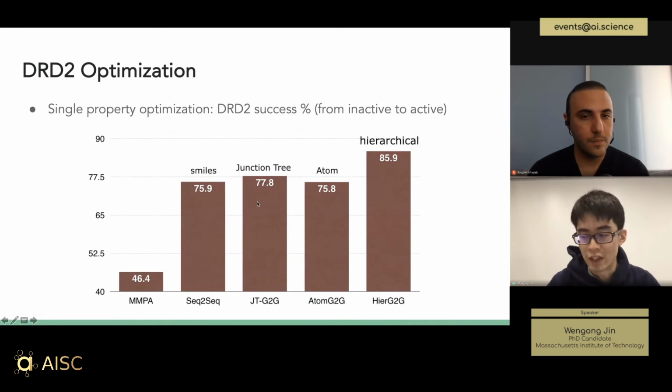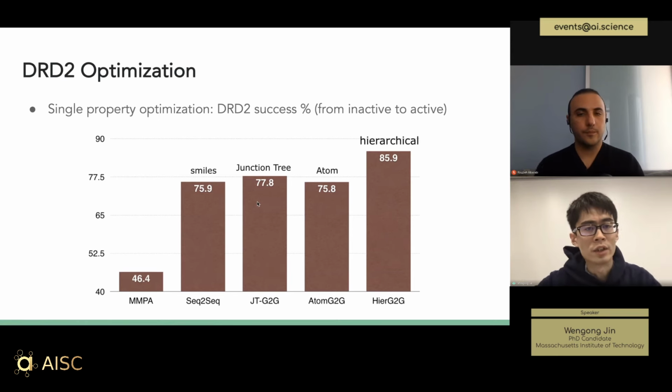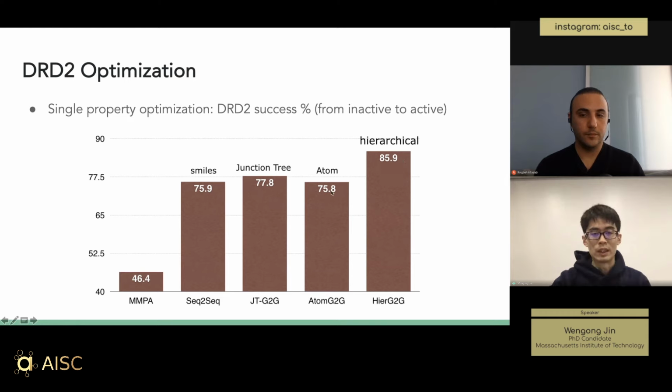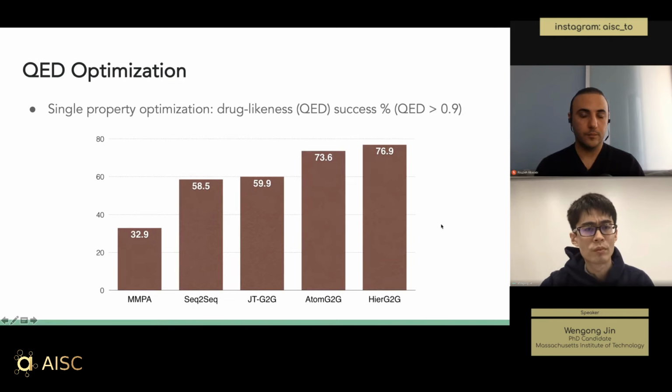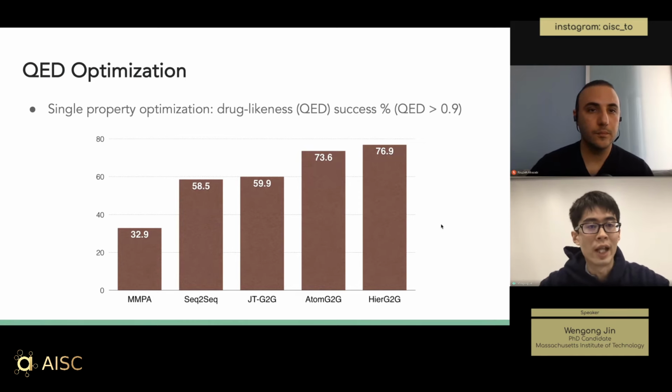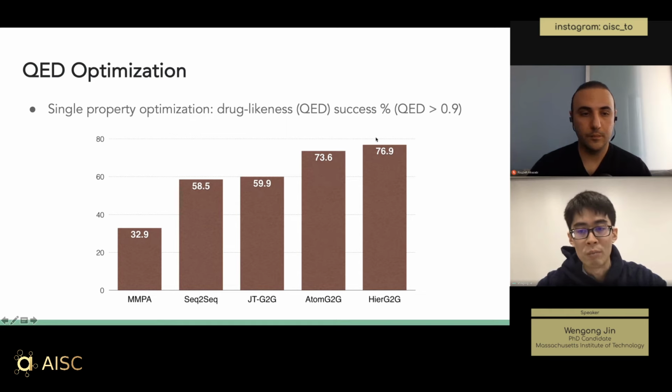So here are some of the results. As you can see on the slide, on this DRD2 optimization task, our model tends to have a much higher success rate compared to the previous methods based on SMILES, junction tree, and also these atom-by-atom based methods. We also observe similar improvements on this drug-likeness optimization. Our model on the far right does perform the best among all these baselines.